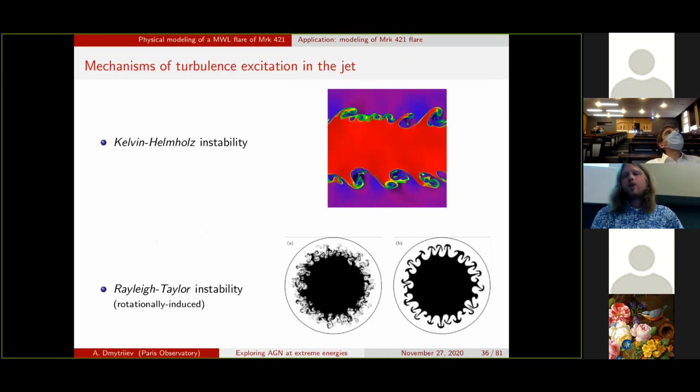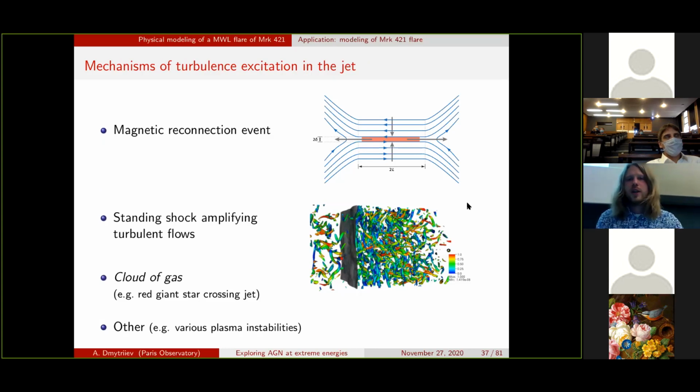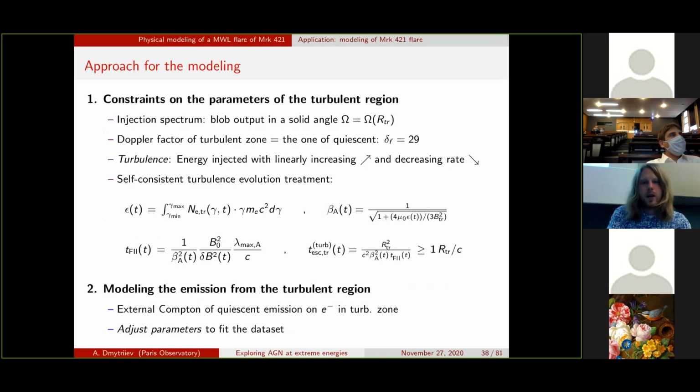So quickly about the mechanisms, how we can actually excite the turbulence in the jet. It can be various hydrodynamical instabilities like Kelvin-Helmholtz or Rayleigh-Taylor, rotationally induced, magnetic reconnection due to, for instance, plasma beam instability, or a standing shock which is amplifying weak turbulence, or the emitting zone can cross a cloud of gas, or other plasma instabilities can be at work. But in our model, we don't really focus on the nature of the turbulence, but rather try to describe the emission within the kinetic approach.